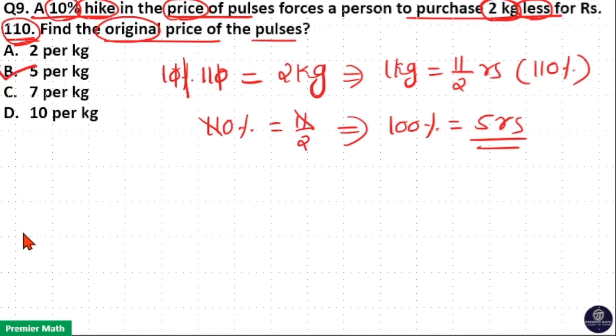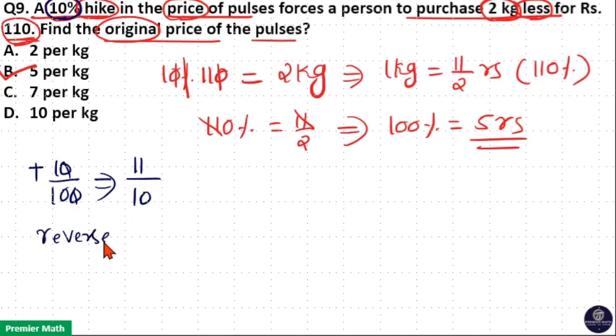You can do this question in ratio method as well. Here increment is 10%. Increments means plus 10% means 10 by 100. Now plus 1 by 10 means if 10 part is the original price, 1 part is the increment. Then 10 plus 1, 11 part is the new price. Now this is price ratio. Take the reverse of this price ratio, which is equal to 10 by 11. Now this is the quantity ratio.